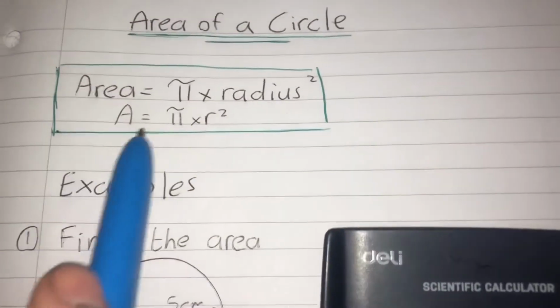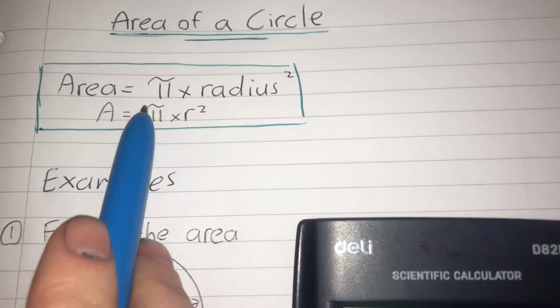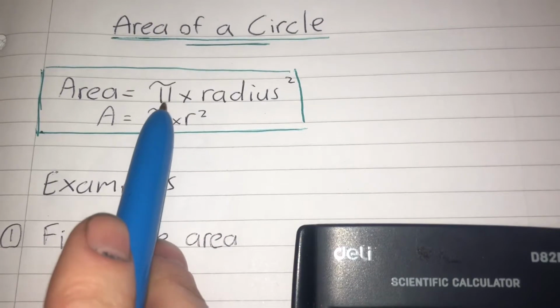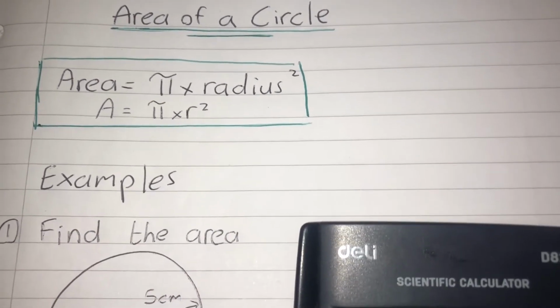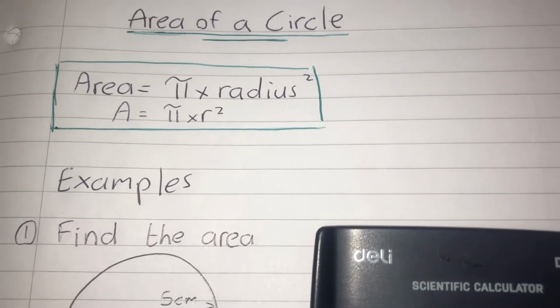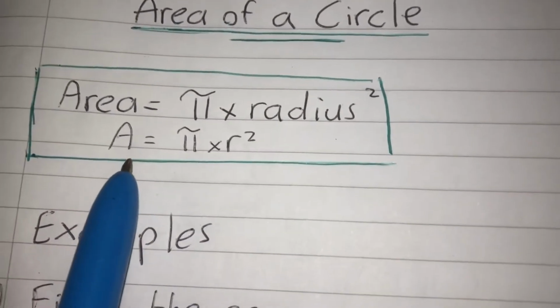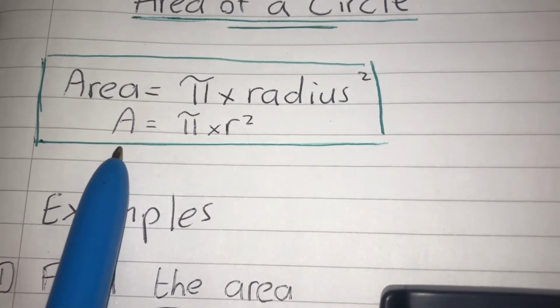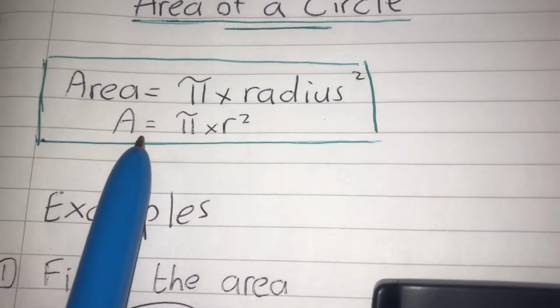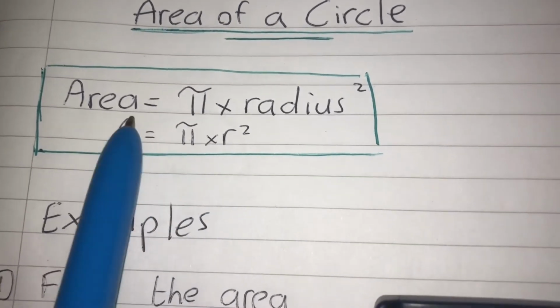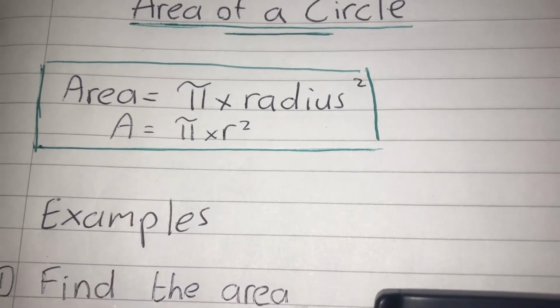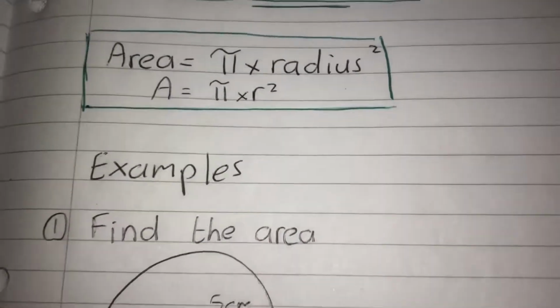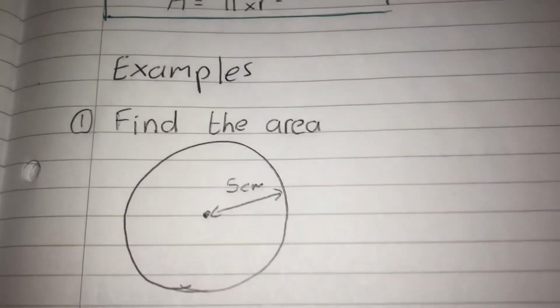So when we're asked to find the area of a circle, we use the following formula. Area is equal to pi, which is 3.14, times the radius squared. So if we're ever given a diameter, to find a radius, we simply halve the diameter. Alright, so it's important to remember that for circumference, we're using diameter. For area, we're using radius. So this is the formula that we're sticking with today: A equals pi times r squared. Okay, so using that, we'll get stuck into the examples.